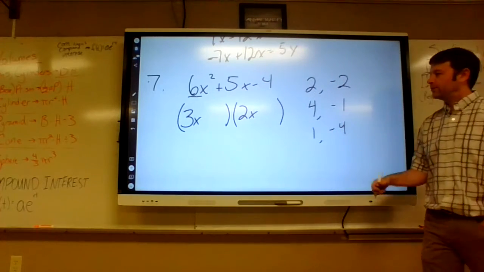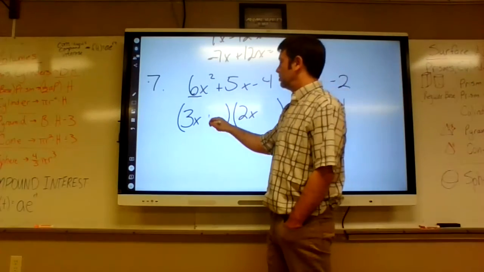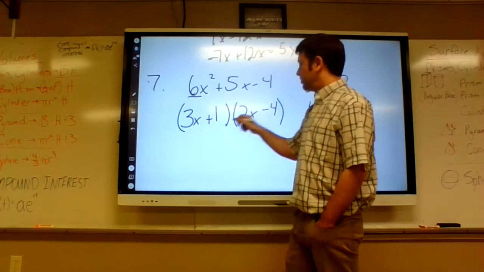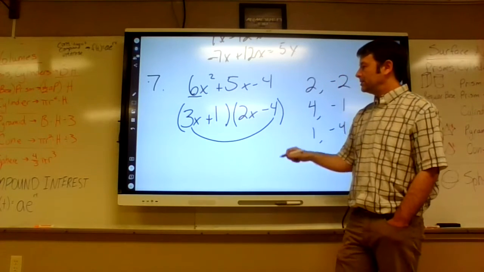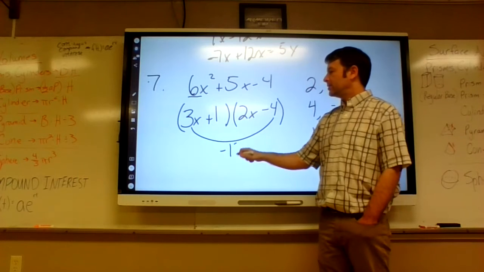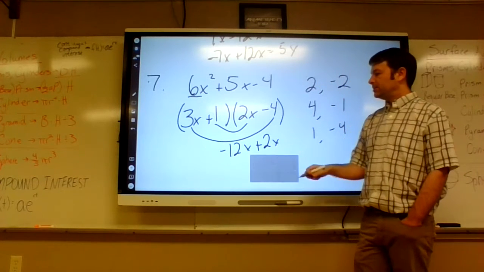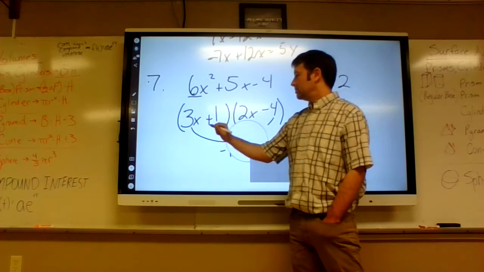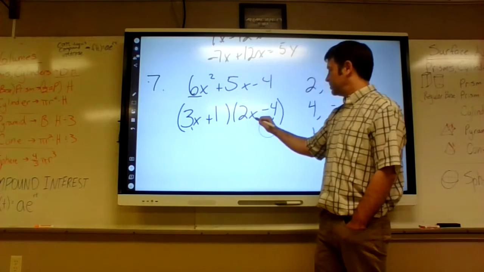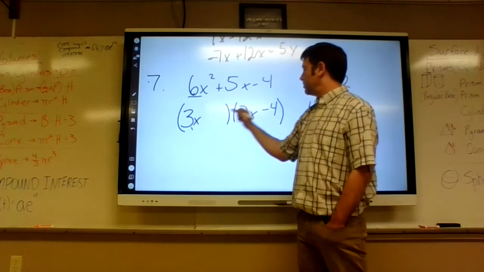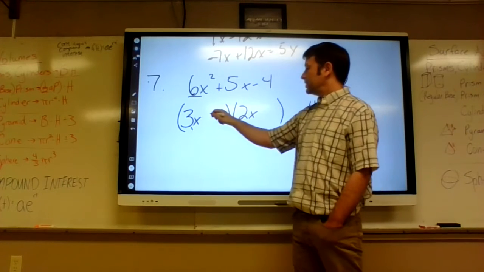You want to try 1, negative 4? Now, what's the outside? Negative 12. What's the inside? 2. Negative 12 plus 2? No, it's got to be 4 and 1. Okay, yes, everything wrong. Yeah, we chose the last one.